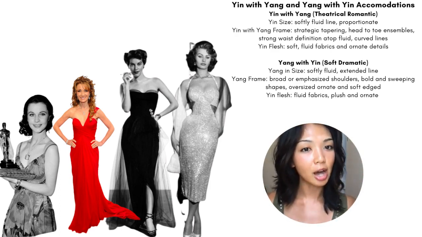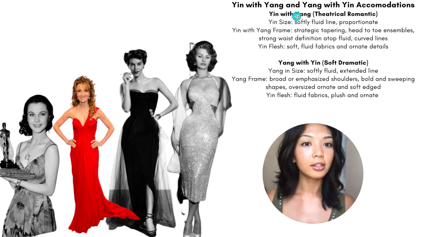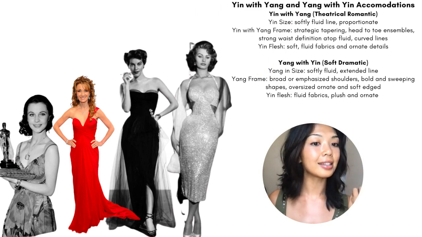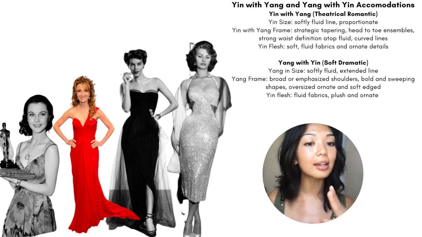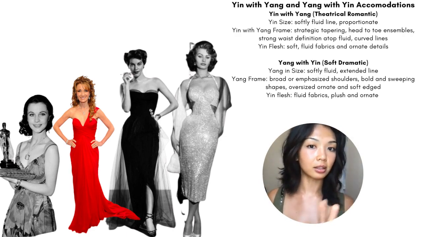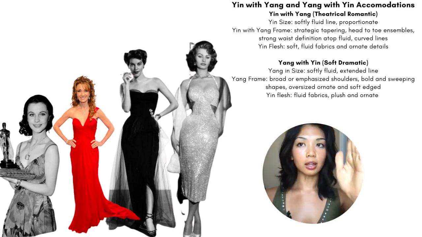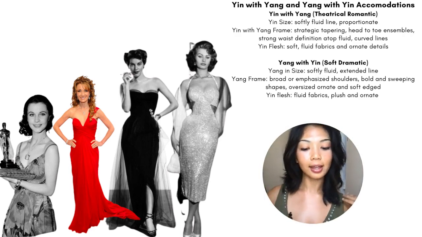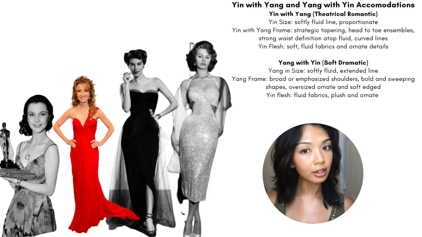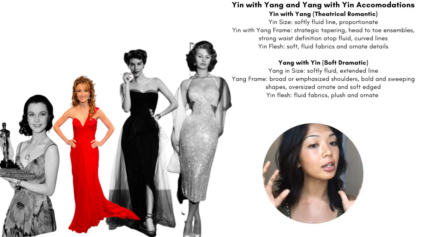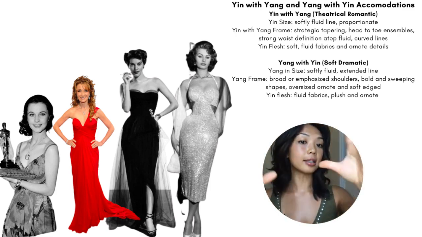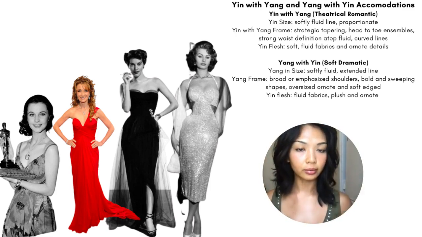All right, so how do you accommodate soft dramatics, yang with yin? So still you want the vertical line to be extended and elongated, but you do want that fluidity, that softness, that moldability, not as columnar and sharply architectural as a pure dramatic, because again, they have that softness to their frame, and it's very prominent in their frame, so it really needs to be accommodated even with their vertical.